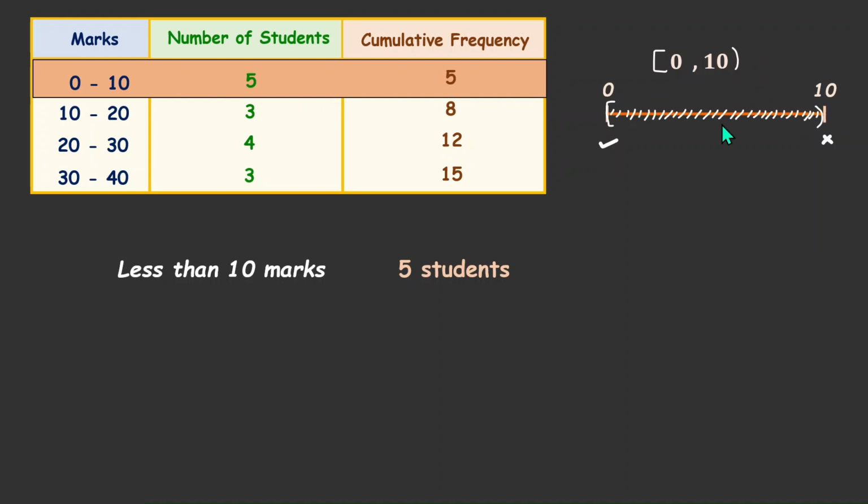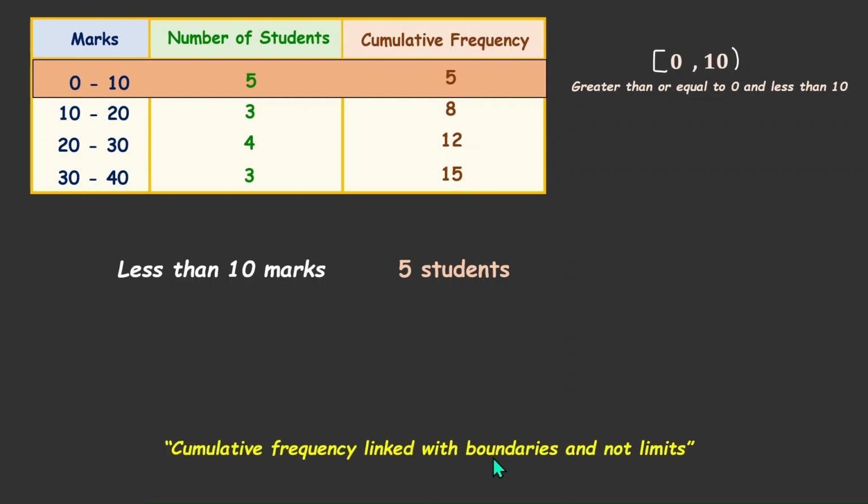And how we say it would be that we are considering all numbers that are greater than or equal to 0 and less than 10. So whenever we are talking about cumulative frequency, we are really linking it with the boundaries and not the limits. And that is a pointer that you need to remember. All right, so now this is clear. Now the confusion doesn't arise. So less than 10 marks would not include 10. So less than 10 marks would be 5 students.